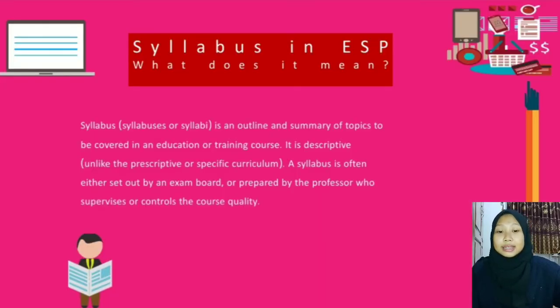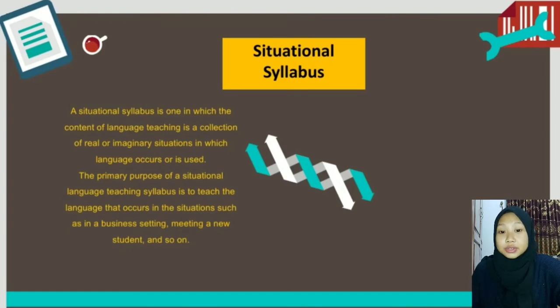Well, in this slide, the topic is about syllabus in ESP. Syllabus in ESP, what does it mean? Syllabus, syllabuses, or syllabi is an outline and summary of topics to be covered in an education or training course. It is descriptive, unlike the prescriptive or specific curriculum. A syllabus is often either set out by an exam board or prepared by the professor who supervises or controls the course quality.